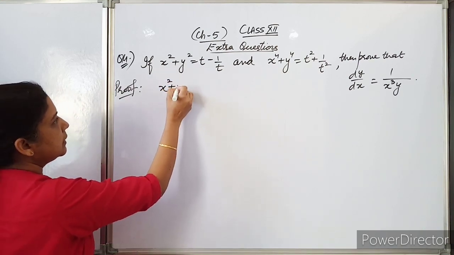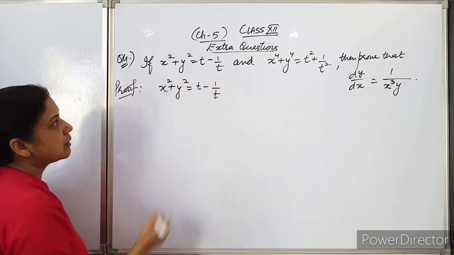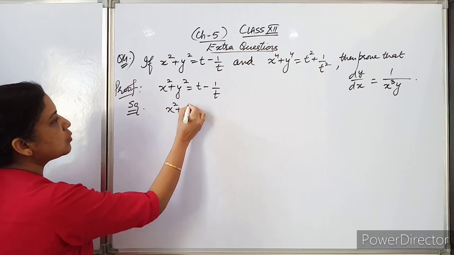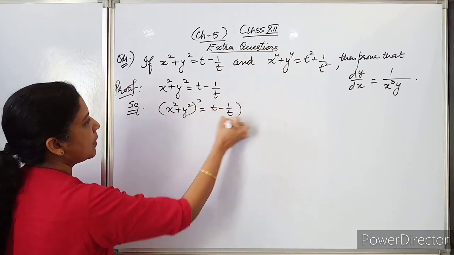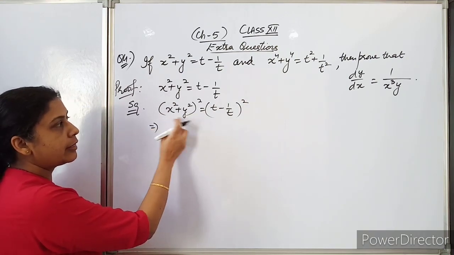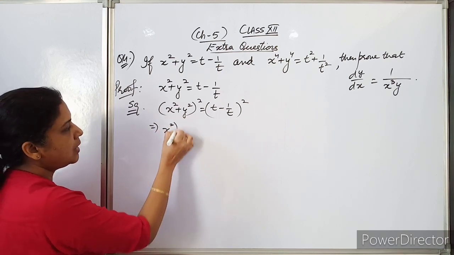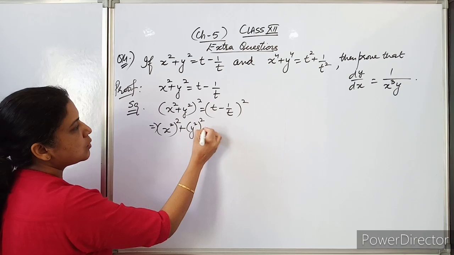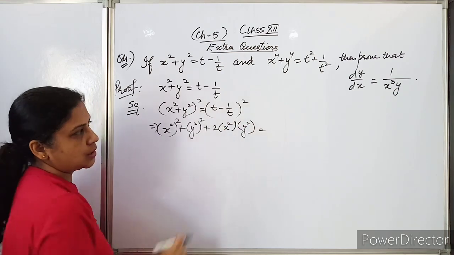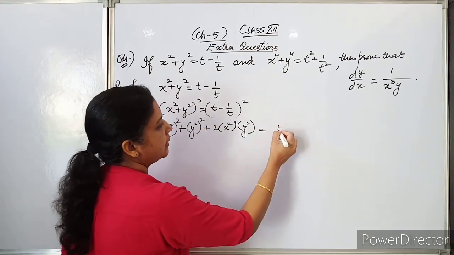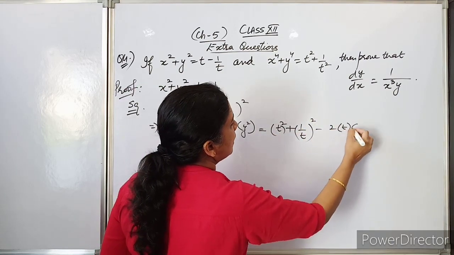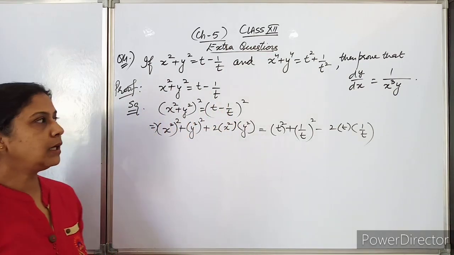I start with the given expression only. This is given to us. x square plus y square is equal to t minus 1 by t. Squaring both sides. When we do the squaring, it's always the whole square. Take care, you have to take the whole square on both sides. So on LHS, I am ready with the formula a plus b whole square. That becomes a square plus b square plus 2ab. And on RHS, we are ready with the formula a minus b whole square. That is a square plus b square minus 2ab. So accordingly you have to use the formula.